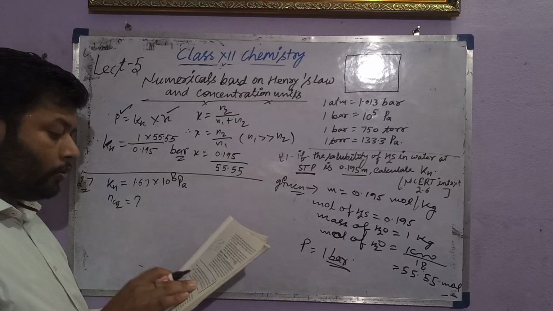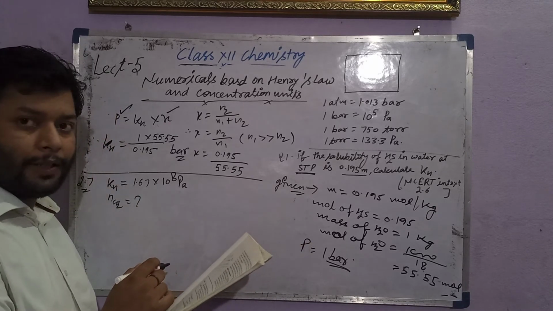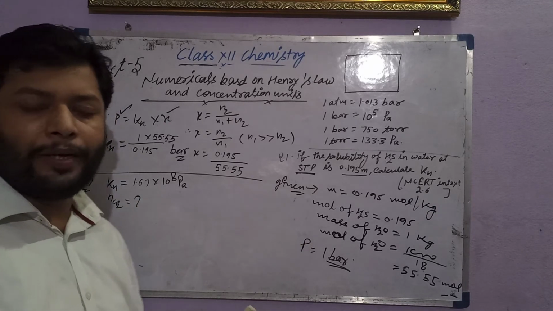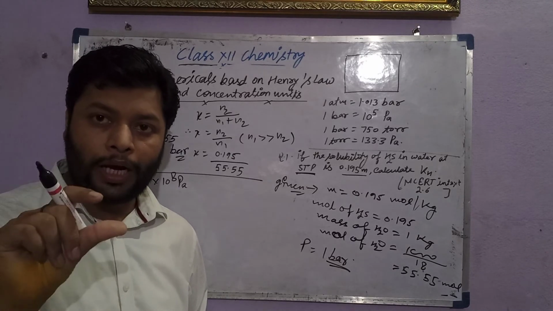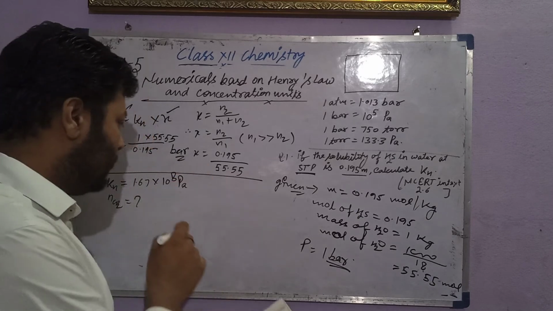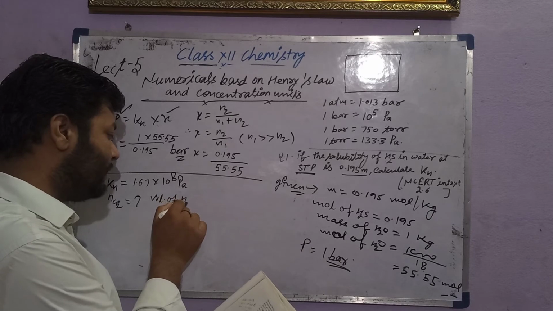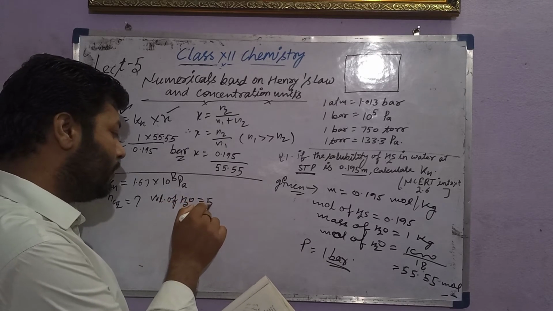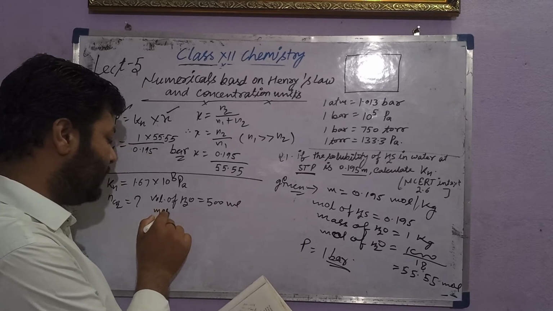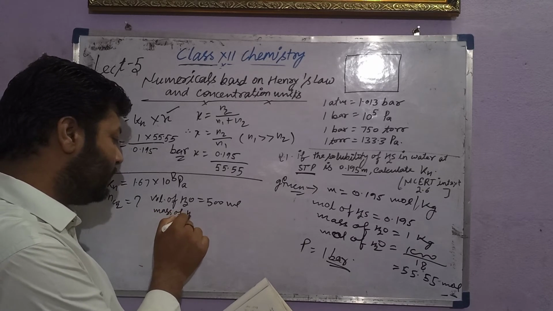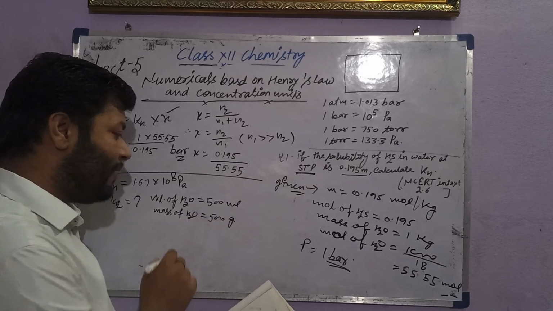So the quantity of CO2 in 500 ml of soda water. In soda water, the amount of soda is very negligible, so the volume of water can be taken as 500 ml. Even the density is known to be 1, so the mass of water can be taken as 500 gram.